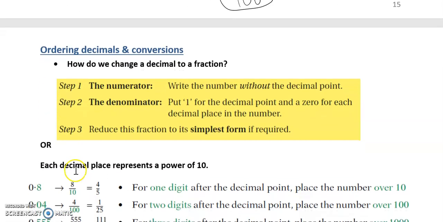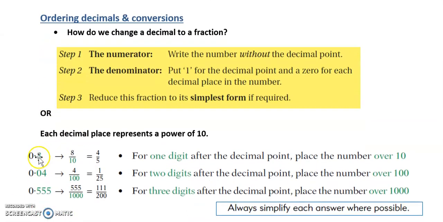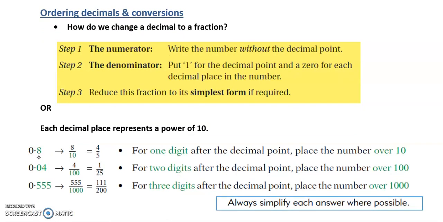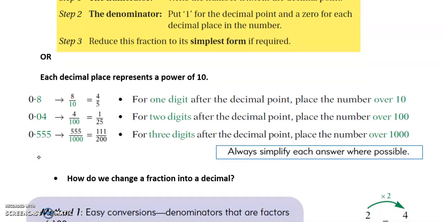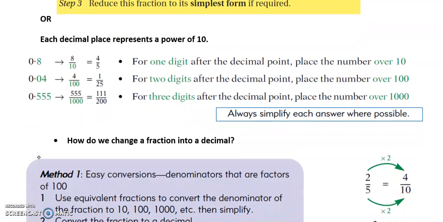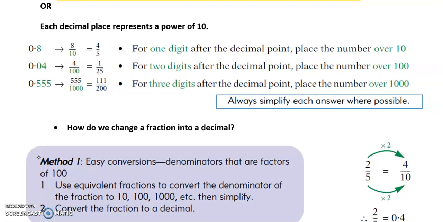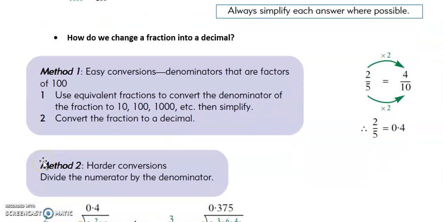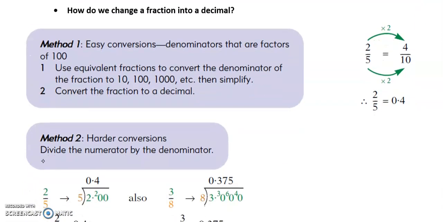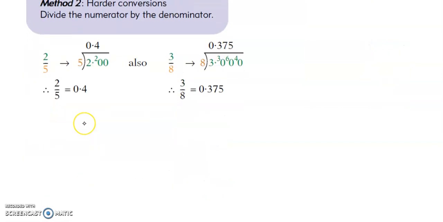Alright, now we're going to talk about conversions. Okay, so to change a decimal to a fraction, we write the number without the point. We put 1 for the decimal point and a 0 for each decimal place in that number, and then we simplify. Okay, if it's a power of 10, it's easy because it just goes over 10, 100, 1,000, etc., and you simplify. To go the other way, a fraction into a decimal, you want to get it to something out of 10. So if it's an easy conversion like this, you just get it out of a power of 10 and then you can change it easily. But if it's harder, we're doing what we did above. We're doing the bus stop. This is called the bus stop symbol. Putting it in, doing the carry-ons.